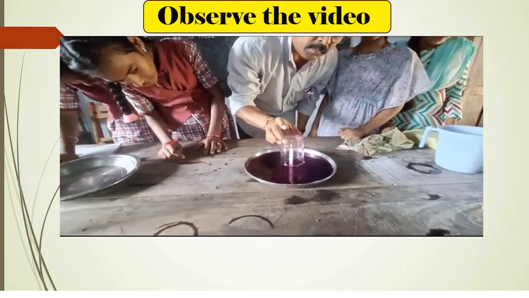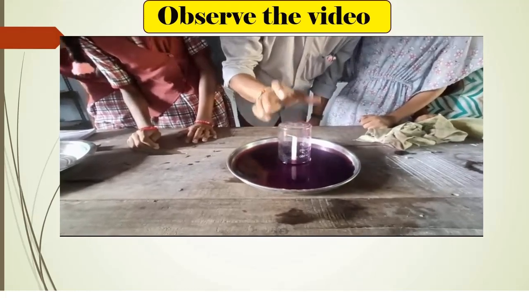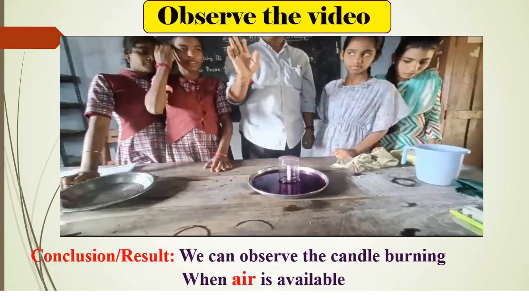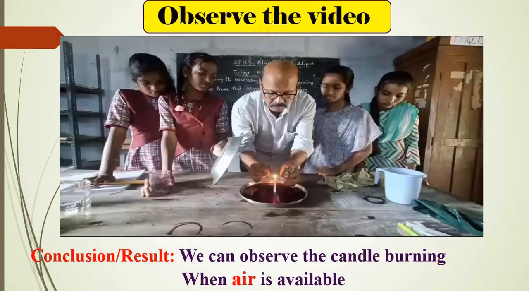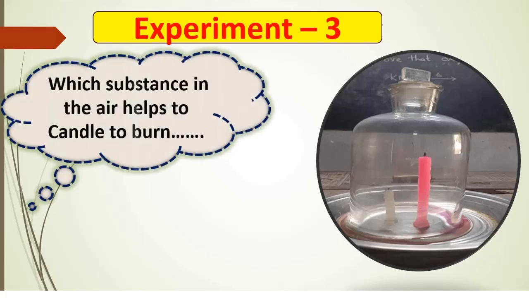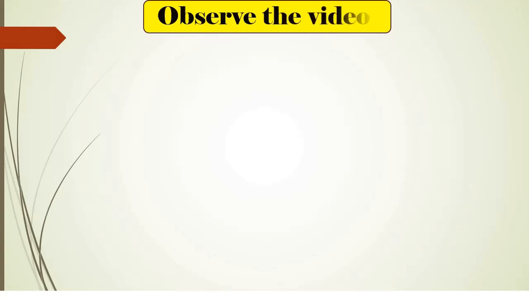Lift the beaker 1 centimeter, then the candle again glows. But when air is not available, the candle turns off. So we can observe the candle burning when air is available. So here, which candle turns off first? Which substance here helps the candle to burn? Tell me students, which of the candles shown in the figure will burn out first?